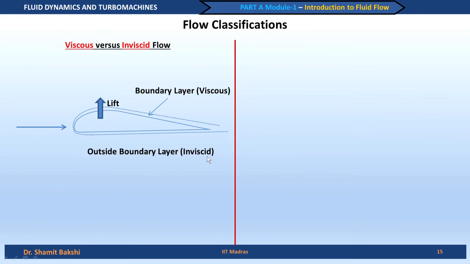this inviscid flow is very important to analyze, because often, particularly in aerodynamic applications, we see that you can actually explain the lift just by considering the flow to be inviscid. So, what majorly decides lift is the flow outside the boundary layer, not inside the boundary layer. So, that is why inviscid flow has its own importance of study.